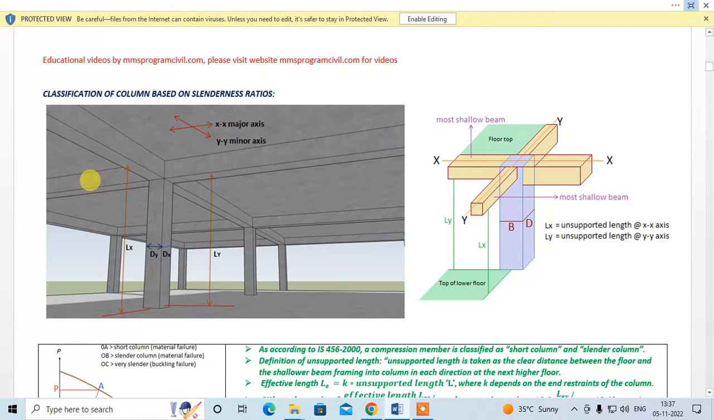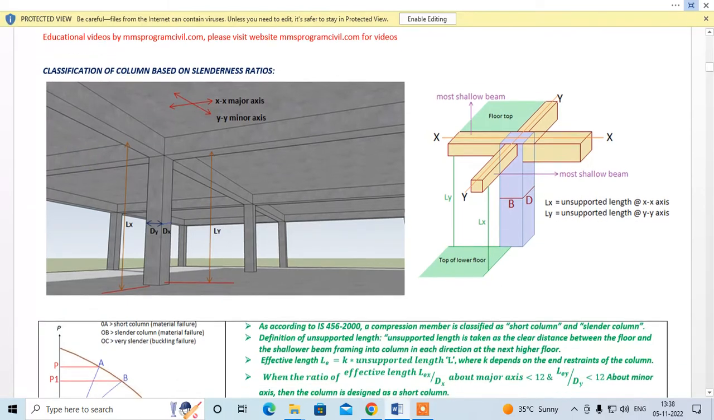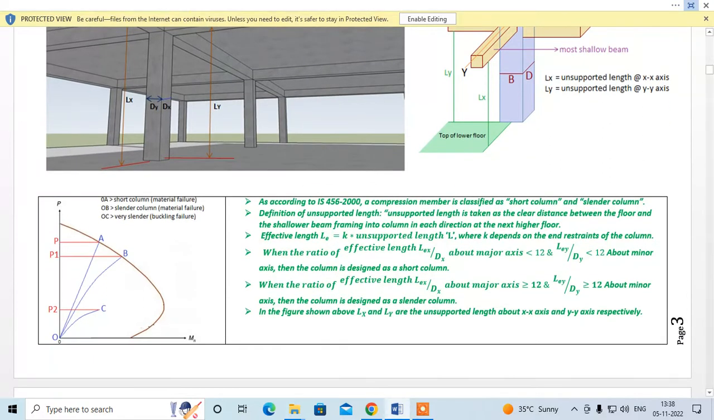Classification of columns based on slenderness ratio. According to IS 456 2000, a compression member is classified as a short column and a slender column. Definition of unsupported length. Unsupported length is taken as the clear distance between the floor and the shallower beam framing into the column in each direction at the next higher floor.